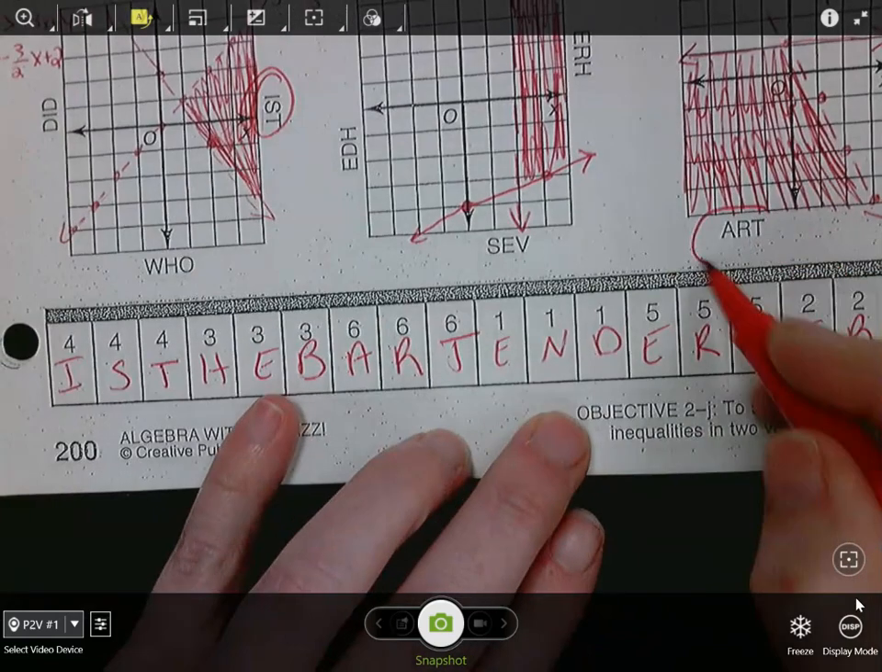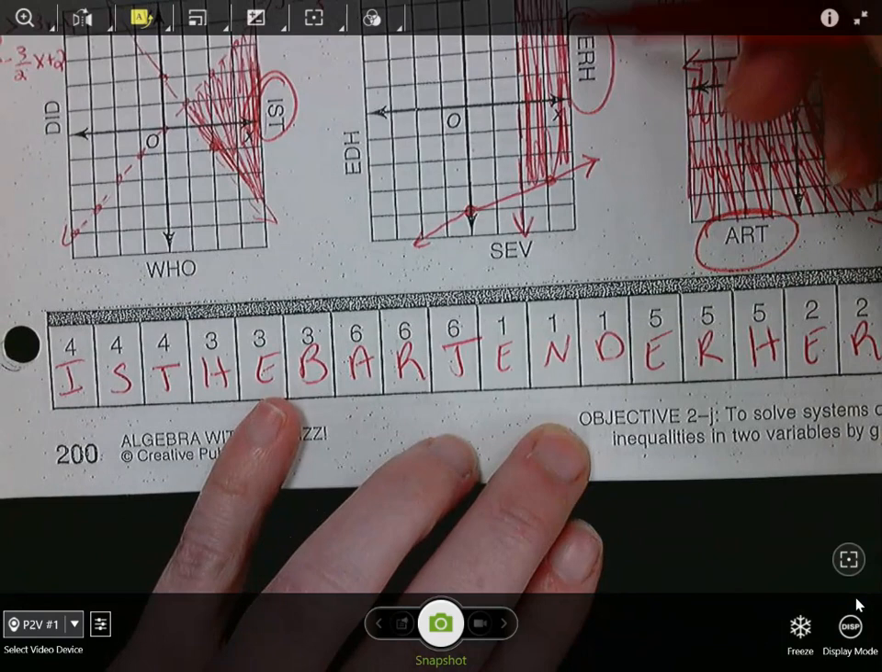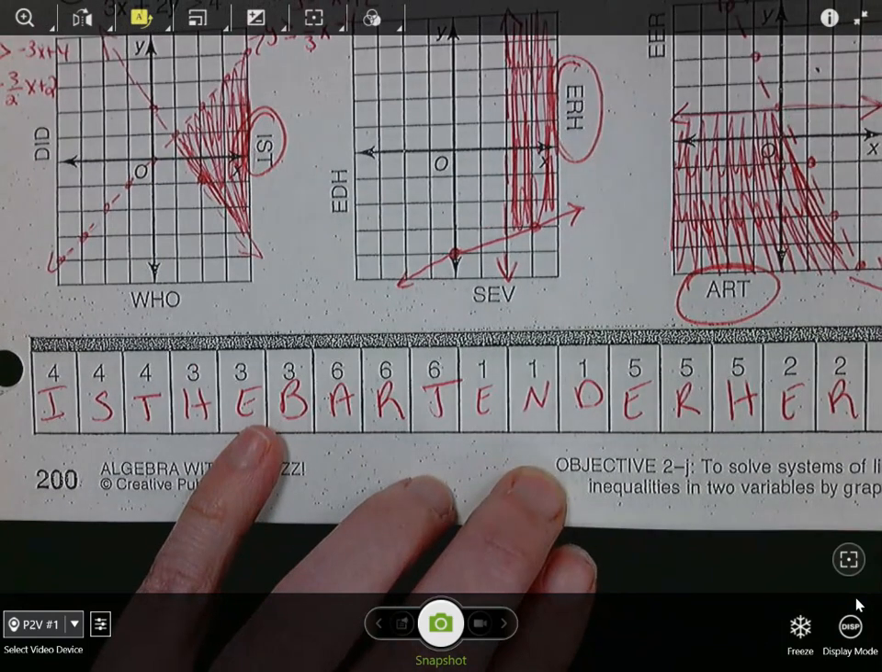This one, if you would extend it, would be art. This one would have been ERH. Forgot to tell you those. All right. Now, what questions do you have for me on graphing systems of linear inequalities?